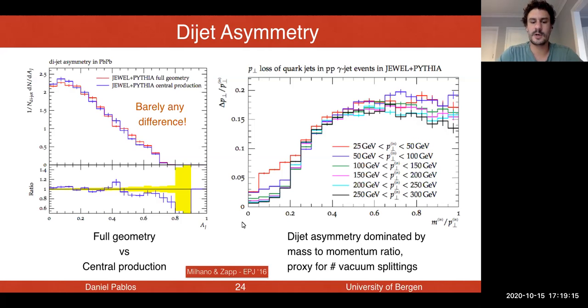What they observed in this paper by Milhano and Zapp is that the amount of energy loss, delta pT over pT, as a function of the energy of the jet, really depends on the mass over pT ratio. So how massive that jet is compared to its energy. The mass of the splitting, so the virtuality of the splitting, of the initial. This is done for a variety of jet energies, and it's quite clear that all of them follow the same trend. So why is this?